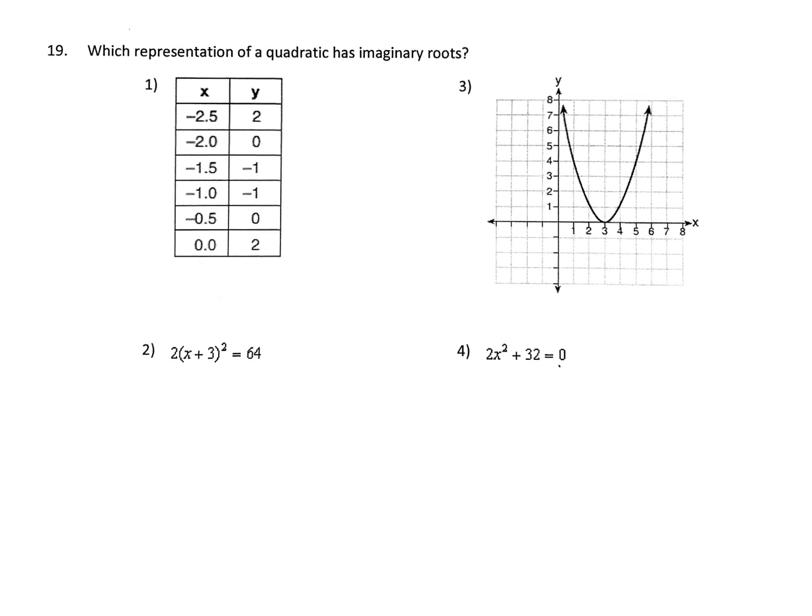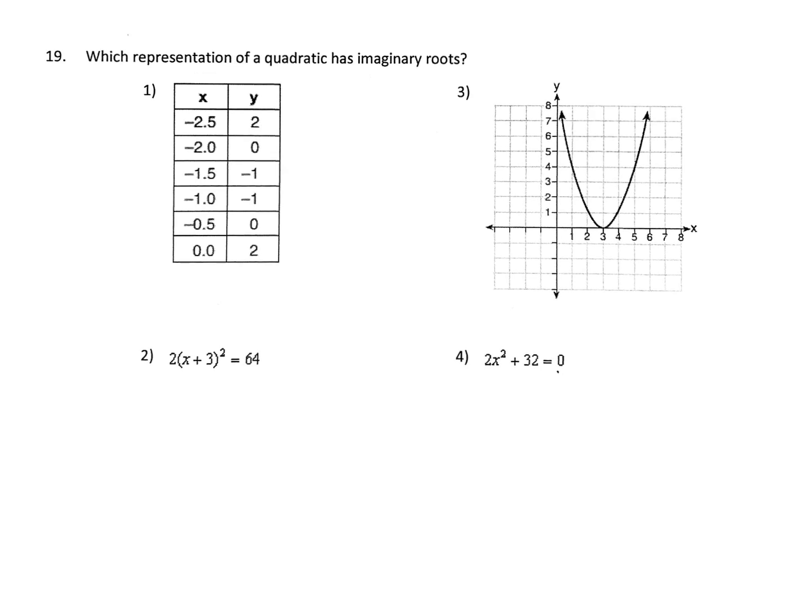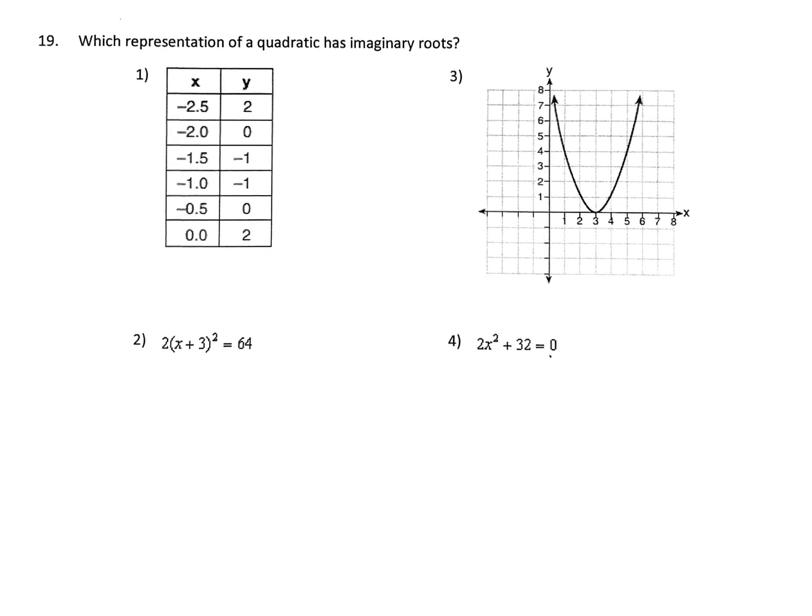Okay, now number 19. It's also asking which representation of a quadratic has imaginary roots. Now, just looking at this picture in choice 3, see this? This is intersecting the x-axis. And it has a repetitive root, right? Do you remember that? The factor that would correspond with this would be x minus 3. And because it's bouncing off the x-axis, we would put a square on it. But either way, this has a real root of positive 3 because it's intersecting there. So choice 3 is not our answer.